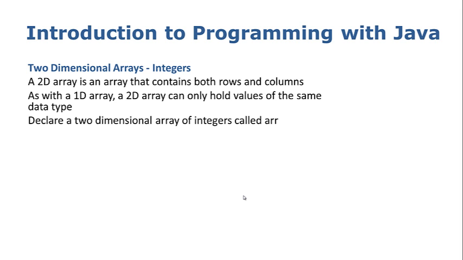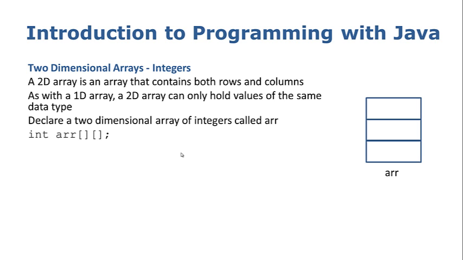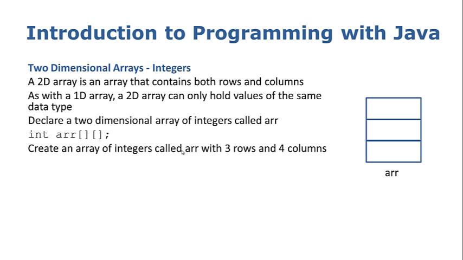Let's jump straight in and take a look at declaring a two-dimensional array of integers called R. And again, R is just the name I've chosen for this example. To declare an integer variable, we use the keyword int, and then we give the name of the variable or the array. In this case, it's R. And to show that it's a two-dimensional array, we just add a second set of square brackets. So two sets of square brackets denote a two-dimensional array. One for the rows and one for the columns. And that gives us our two-dimensional array.